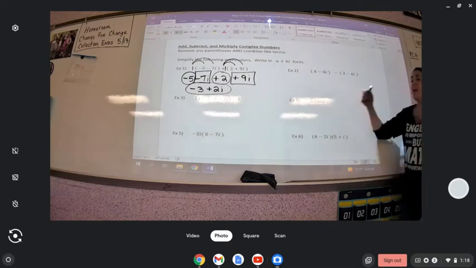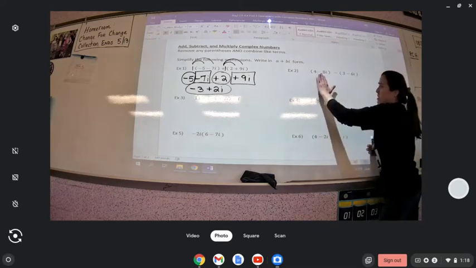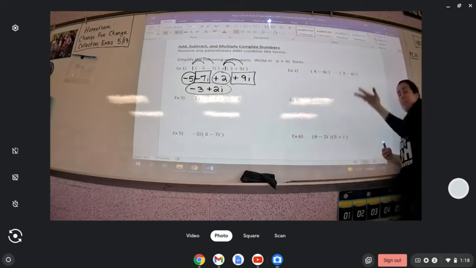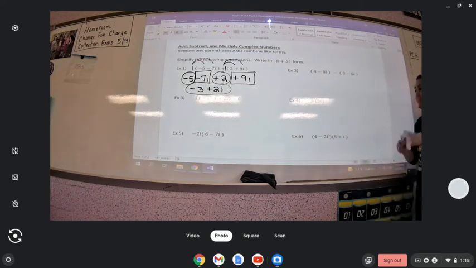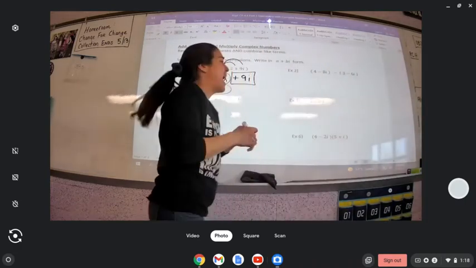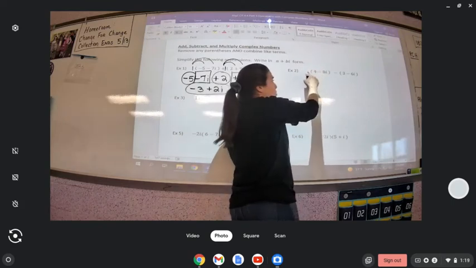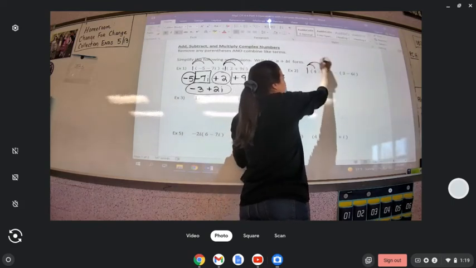All right, look at this one. Now they're asking you to take this complex number and do what with the next complex number? Subtract. Now we're subtracting. However, subtracting will be a little bit different than adding. You still have to get rid of the parentheses. So who do we assume is in front of this one? 1, right? Doesn't change a thing.